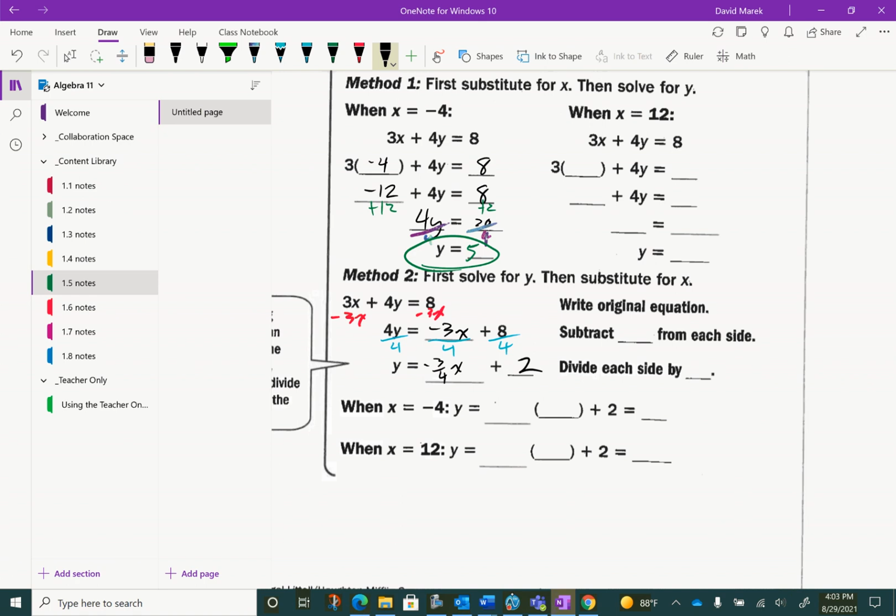So now it's a matter of when I want to know what the value is for negative 4. I'll put in negative 3 fourths times negative 4 and add 2. Well, negative times a negative is positive. 3 fourths times negative 4 should give me positive 3. 3 plus 2 is 5. And then we can do the same thing with the 12. We could substitute it first.